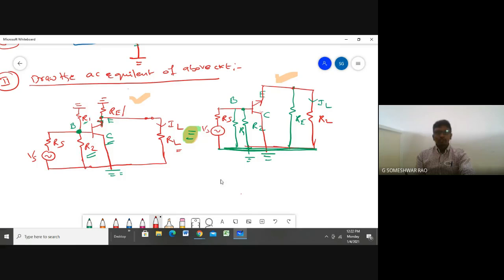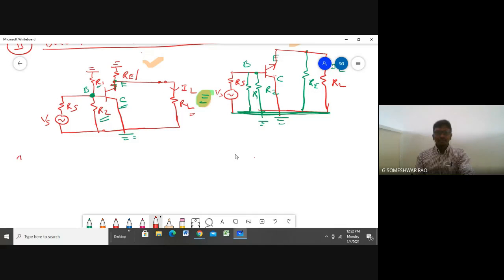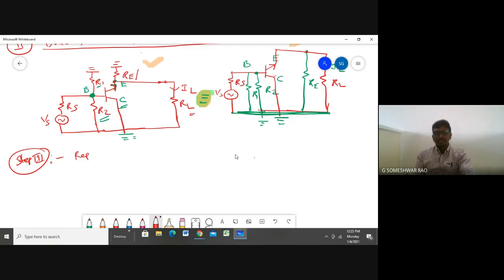Now what do we have to do, sir? What is the third step? So far we have completed step 2. What must be the third step? Step 3: drawing the H parameter model. Replace the transistor with its equivalent H parameter model.